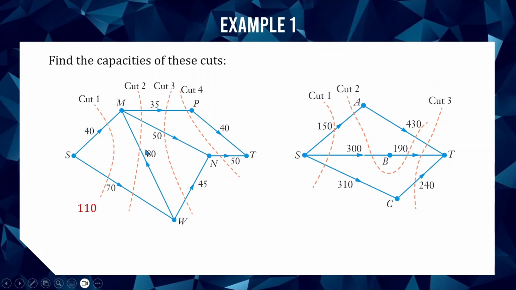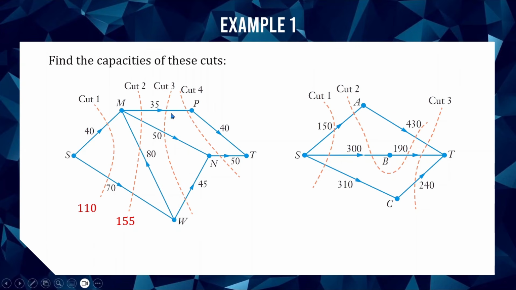Because if you think about it, this 80 is coming from this vertex down here, which is W, and W has already been blocked by the line up here. So numbers going from right to left don't need to be counted, and they shouldn't be counted. For cut 2, we're just going to do 35 plus 50 plus 70, which is 155. So keep an eye out for those, because HSC questions will usually involve one edge that's going the wrong way, and you've got to keep a keen eye out for it.